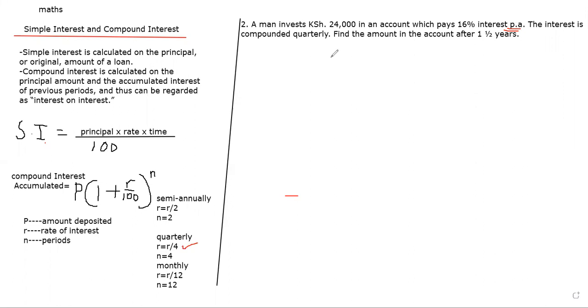So since you've seen the word compounded here, the first step is to write the compound interest formula, which says that A is equal to P into 1 plus R over 100, raised to N. That is the compound interest formula. Okay, so once we've written that, we are supposed to know that the amount of money that was invested is 240,000.